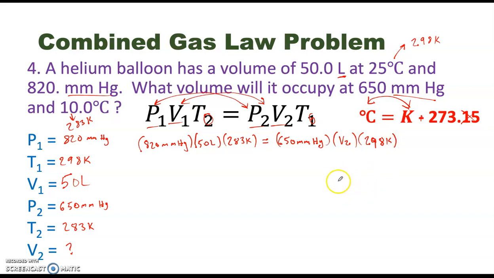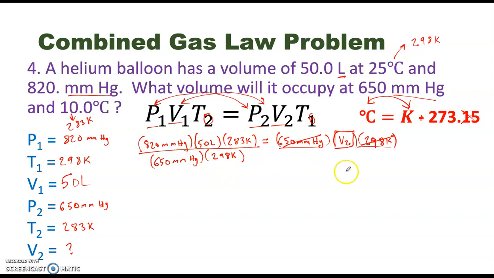So here's where we've got to do a little bit of algebra now. We need to get V2 by itself. These two numbers are multiplying by V2, so what we're going to do is divide both sides by that. If I divide this side by 650 and 298, I'm going to do the same thing to this side. 650 millimeters of mercury, 298 Kelvin. So then this is no longer there. So now V2 equals all of this.